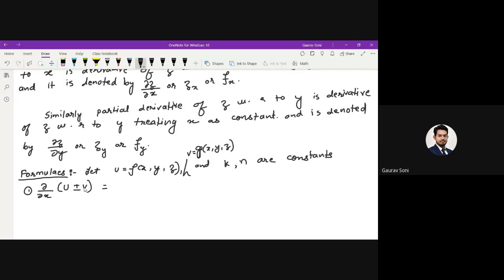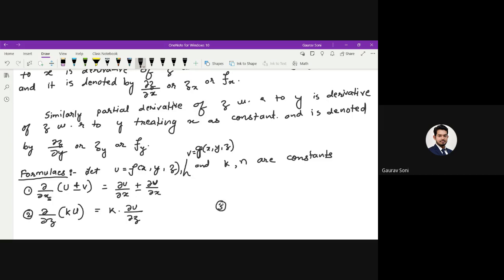So what will happen? Differentiate separately. All the rules for derivatives that you have studied in your 12th standard are going to be the same. Del u by del x plus minus del v by del x. Similar thing for partial derivative with respect to y and z. Second, partial derivative with respect to z of k times u. The constant will come out, and then u with respect to z.